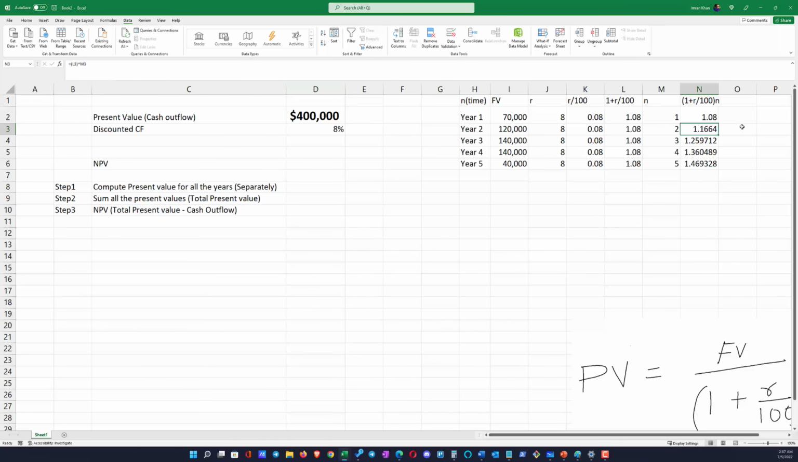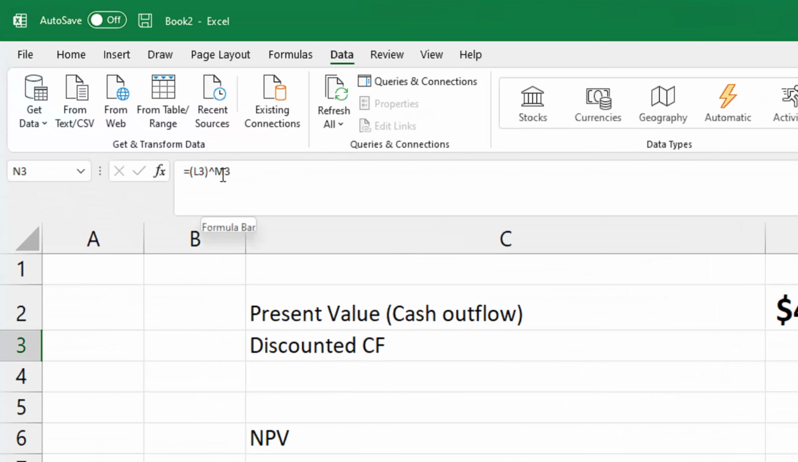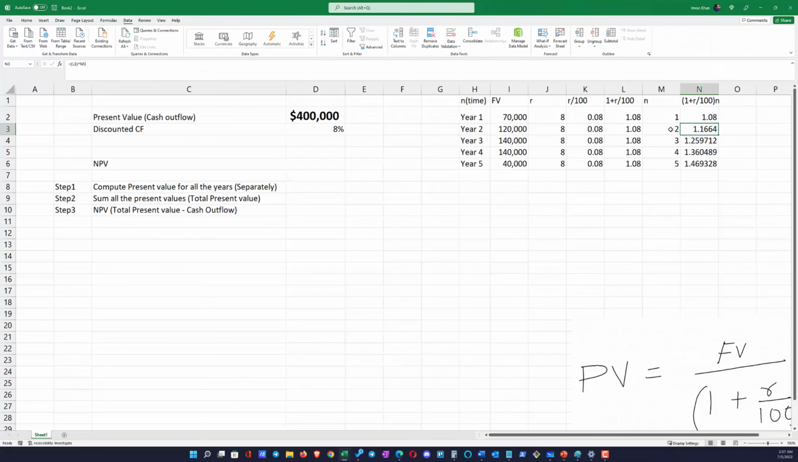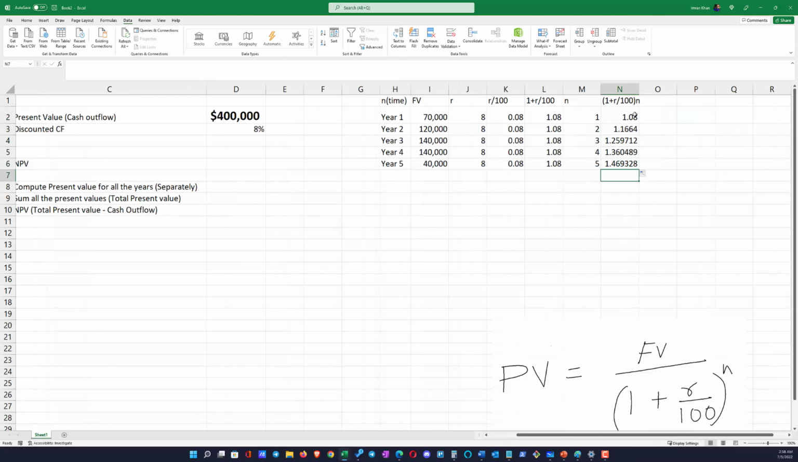L3, which is this cell, to the power of 2. So where can you find formulas in Excel? You can see it here: L3 to the power of M3. M3 is what? M3 is 2, which means 1.08 to the power of 2, and that gives us this number. Now we just select this, bottom right, and double click it, it copies the formula from the top. So you're getting all the 1 plus R by 100 values for all these different years here.